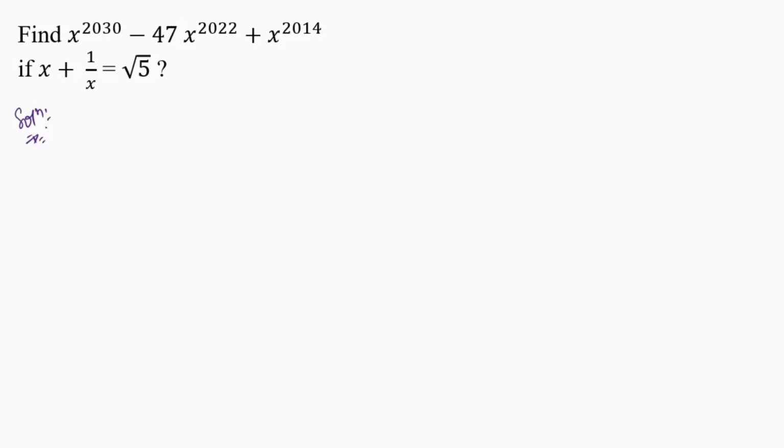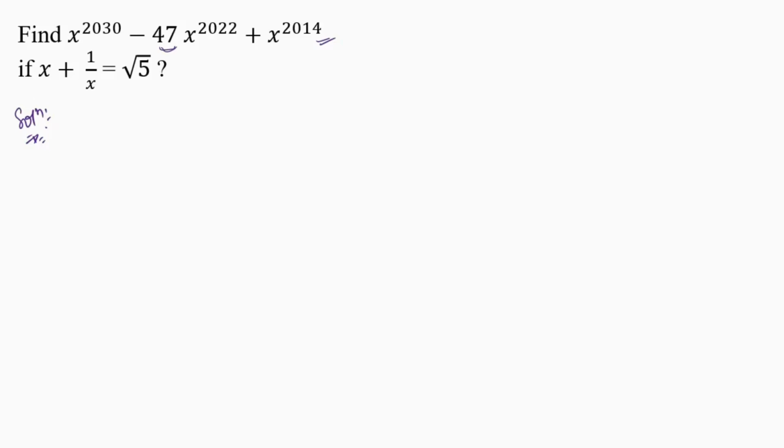Today we are going to solve this very interesting math problem in which we have to find the value of this given equation, and we are provided with x plus 1 over x equals root 5. So we can find the value of the given equation by two methods. First, we can find the value of x and put it in the required equation and find the required value. And second, we can try to get rid of this coefficient 47 and find the required value. So I will prefer approach 2.